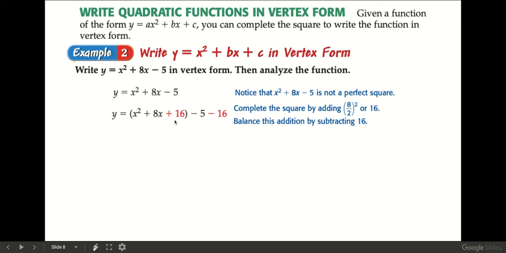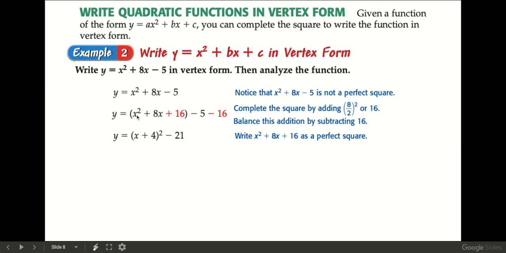Now, because it's an equation, if I add 16 inside of the parentheses, I need to subtract 16 on the outside in order to balance it out, because I need this equation to remain equal. If I add 16 inside and subtract 16 outside, it's like I added 0. It's balancing the equation.